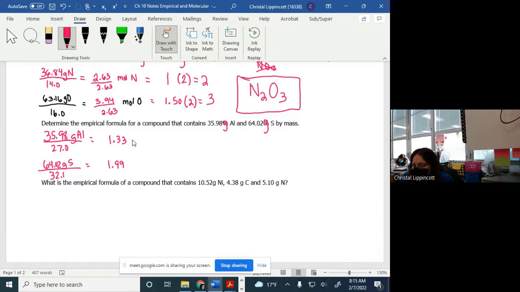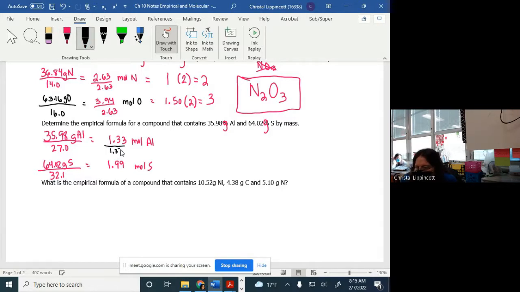All right, these are my mole values. Now, this is where people oftentimes end up kind of goofing. They skip this next step. They see this and go, oh, I'm going to multiply everything by 3. No, the next step is not that. What is the next step? Divide by the smallest thing. Divide by the smallest mole value.